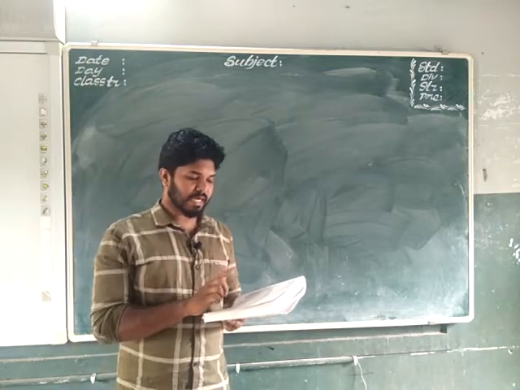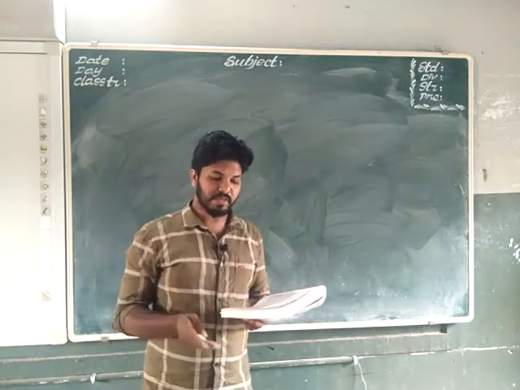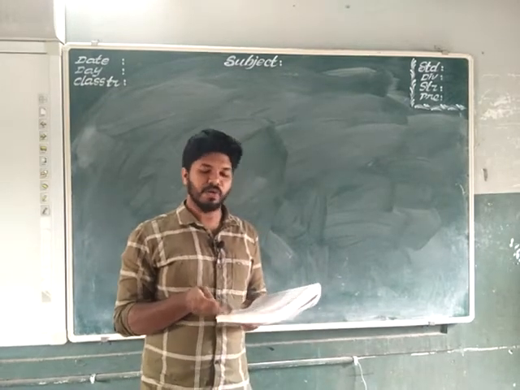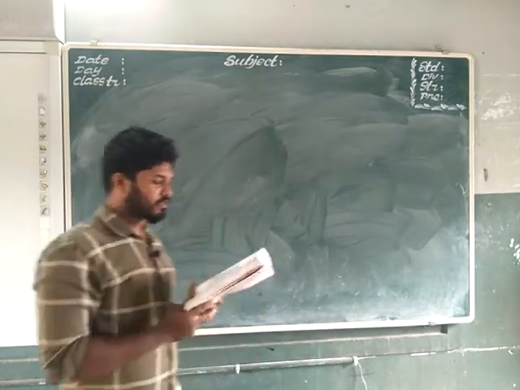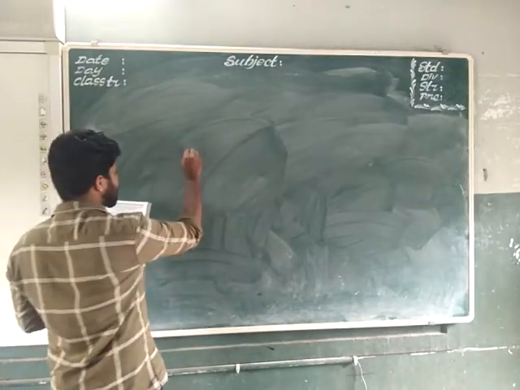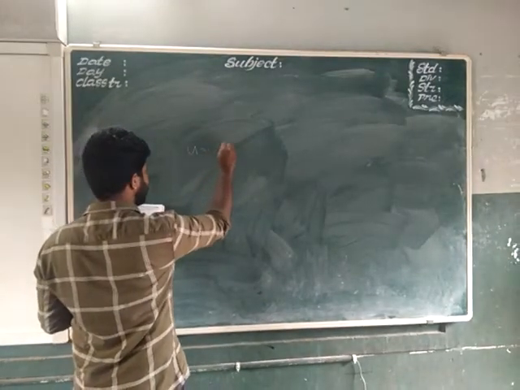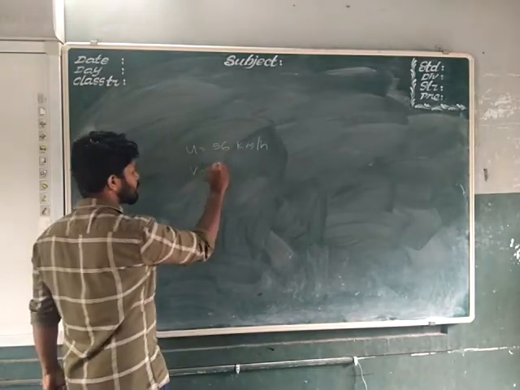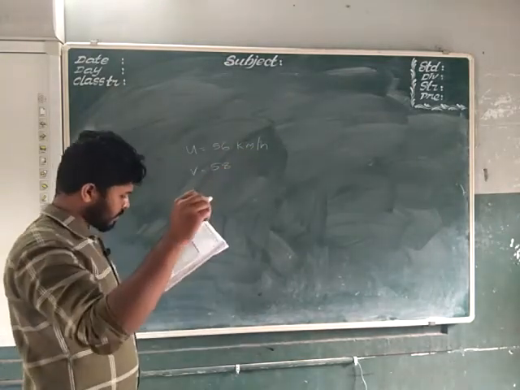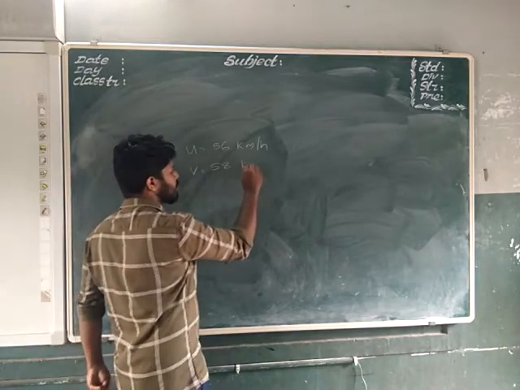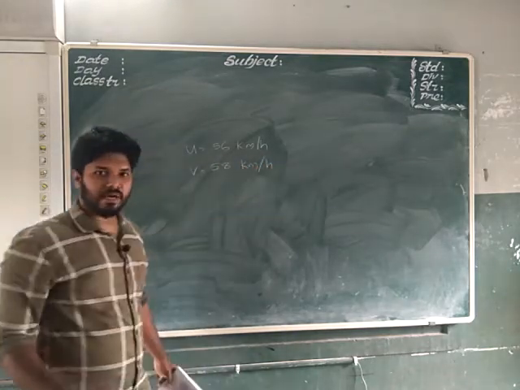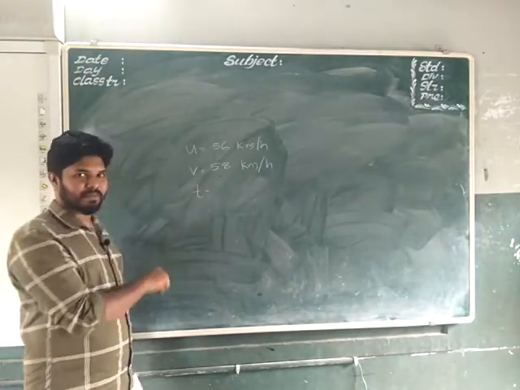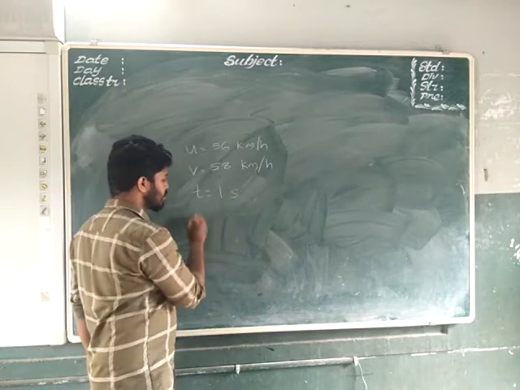A ship is moving at a speed of 56 km per hour. 1 second later, it is moving at 58 km per hour. What is its acceleration? That is the question. See, it's given: initial velocity is equal to 56 km per hour. Final velocity is equal to 58 km per hour. Time is given as 1 second. It's asked to find a.